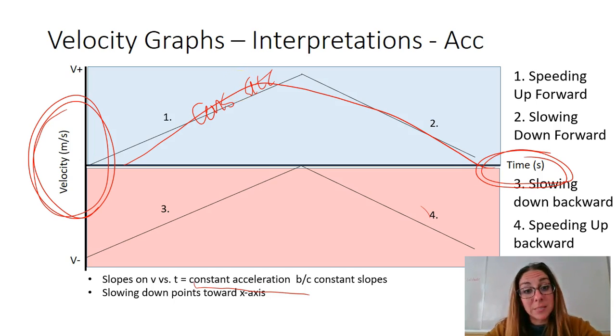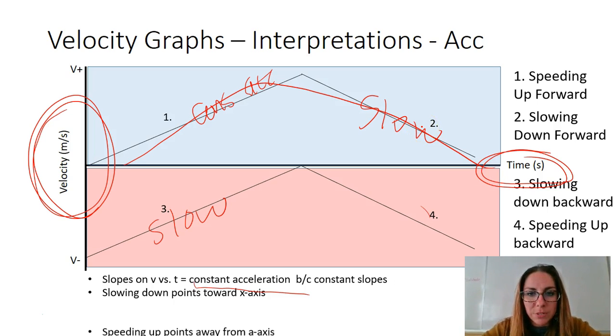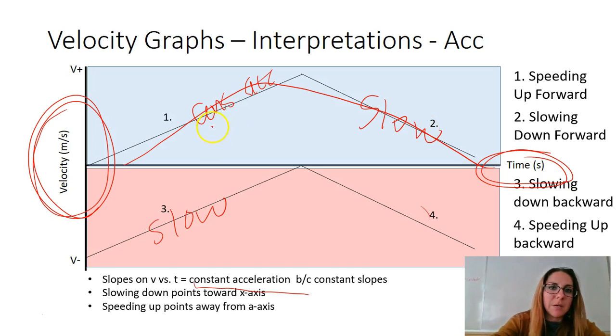Make it simple. Slowing down points toward the axis. Both cases of slowdowns point toward the axis. So this is a slowdown, remember? And this is a slowdown. They always point toward the axis, which means speeding up is away. So this is a speed up, right?